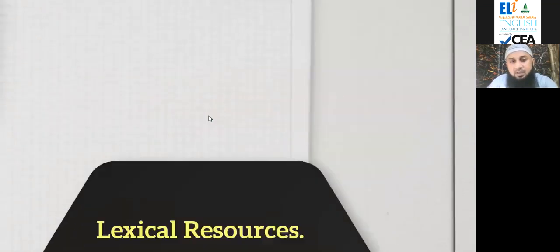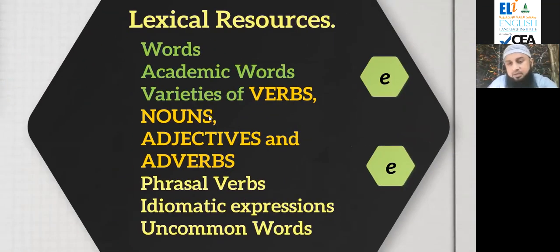Okay, after this comes lexical resources, as said, vocabulary, words, academic words, varieties of verbs, nouns, adjectives, and adverbs, phrasal verbs, idiomatic expressions, uncommon words. This is what they check. If you give them this, you get your score. The band is yours. You get 9 bands if you give them all these. This is what they want from you.